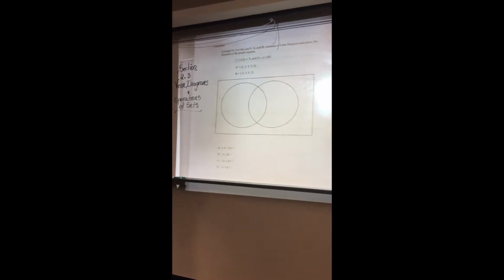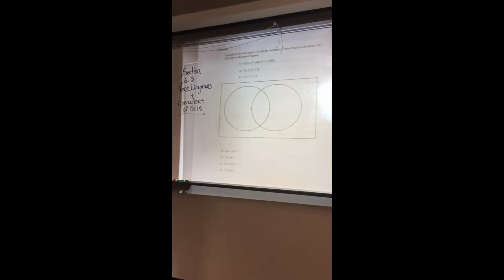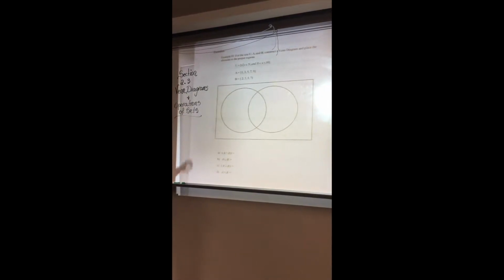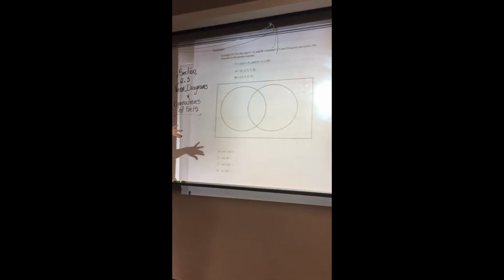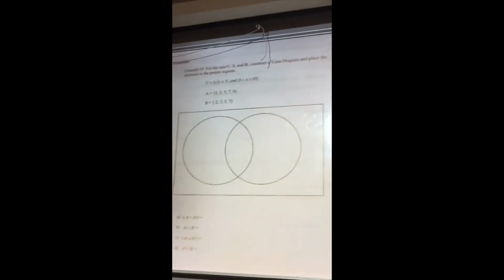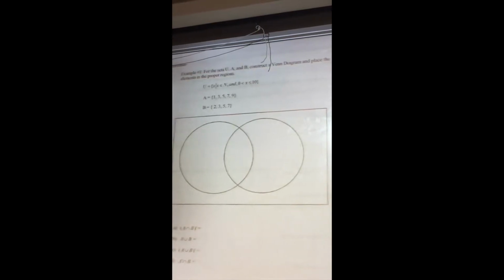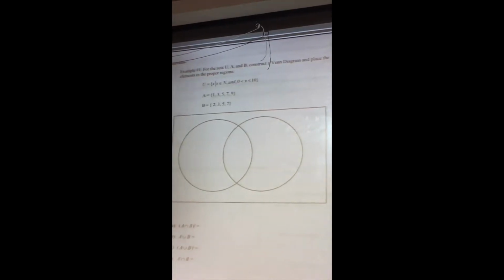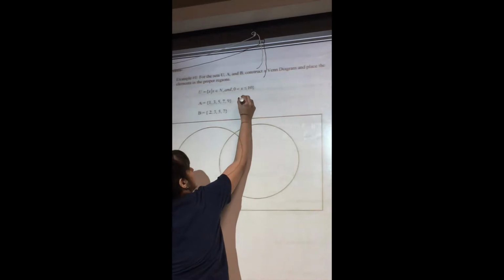Okay, so this is an example of doing set operations when you're given some information. You have the universal set, which is given right here, and sets A and B. Construct a Venn diagram and place the elements in the proper regions. The universal set was given to us in set builder notation. Maybe we want to rewrite that so it's easier to see exactly what the elements of the universal set are. So I'm going to write them out.